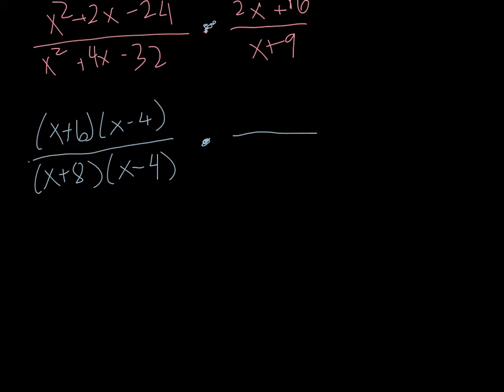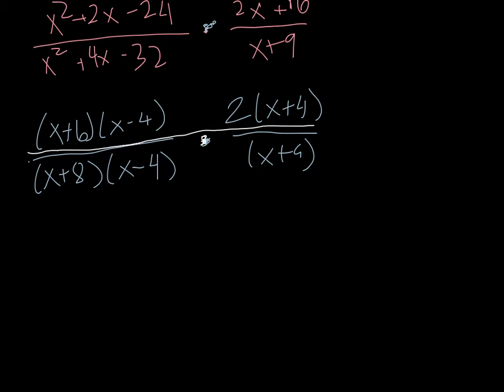On top, what do they have in common that I can take out? I can take out a 2, leaving me with x plus 4. And on bottom, I can't do anything with that, so x plus 9. Now, with multiplication only, this is like one large division bar. So anything on top and bottom that looks the exact same, I can cancel. The only thing I have in common here is this x minus 4, x minus 4. There's nothing else in common.